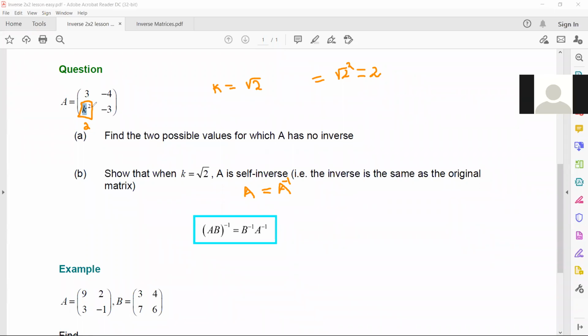So you have your A already, where the k squared is a 2 now. Then we just need to find the inverse and check if the inverse is the same as the A. And that is basically what they want you to do. We can try it out and then see what the answer would be.